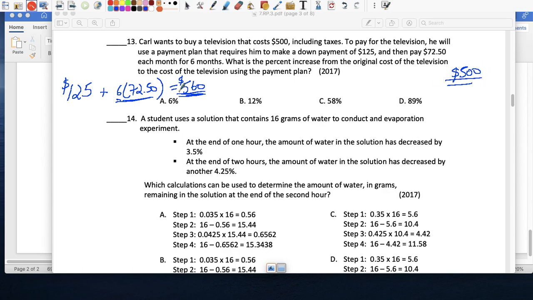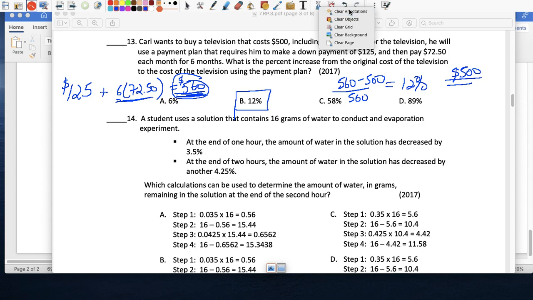But look at the difference, right? You're going to pay a little bit more if you take that. And that's how they make money too. Right, so what's the percent of increase? Well, the new price is 560. The old price is 500 over 560. So you end up paying a certain percentage more, which is 0.12 or 12%. So you paid 12% more because you didn't have the cash right away. That goes for cars, for houses.